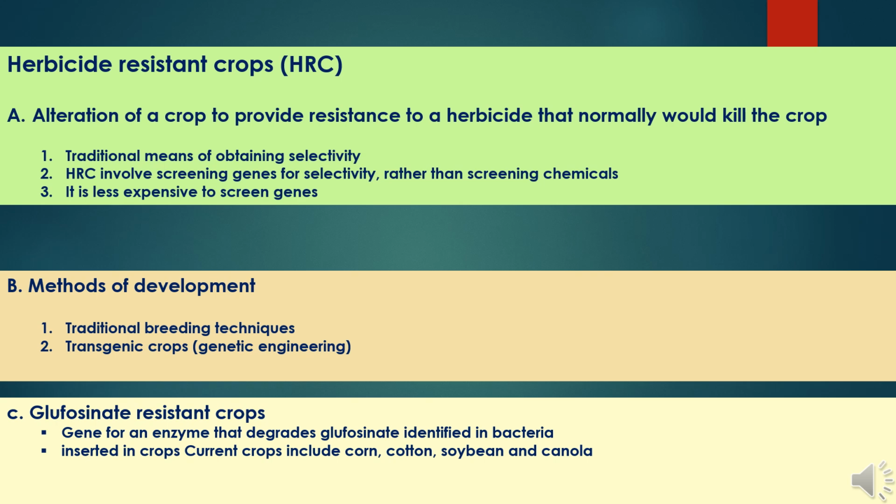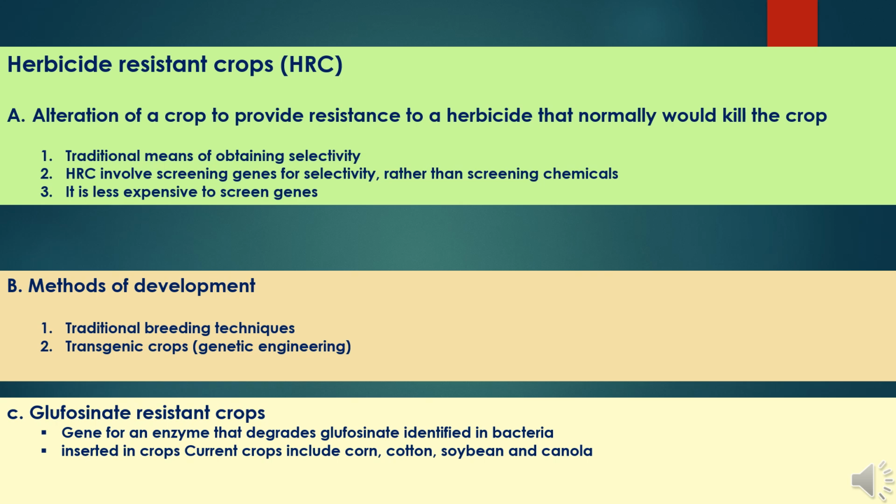Growing herbicide resistant crops is another form of managing herbicide resistance. There are three parameters which are used. First one is alteration of a crop to provide resistance to a herbicide that normally would kill the crop. Here the traditional means of obtaining selectivity was to screen thousands of chemicals, hoping to find a herbicide that could be used on a crop without causing injury.